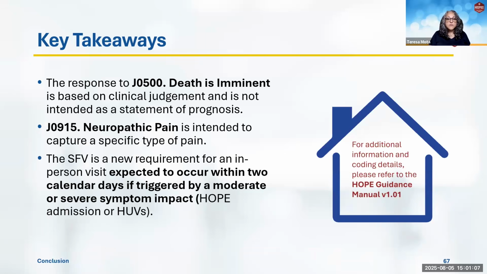The first one is that the response to item J0500, death is imminent, is based on clinical judgment and is not intended as a statement of prognosis. Item J0915, neuropathic pain, is intended to capture a specific type of pain, and the SFV is a new requirement for an in-person visit and is expected to occur within 2 calendar days if triggered by a moderate or severe symptom impact on the HOPE admission, HUV1, or HUV2.